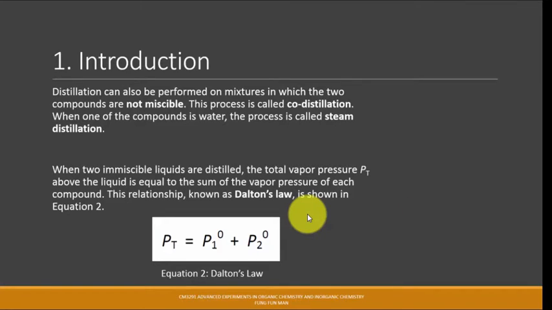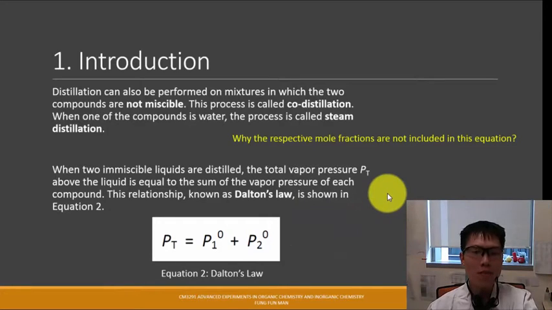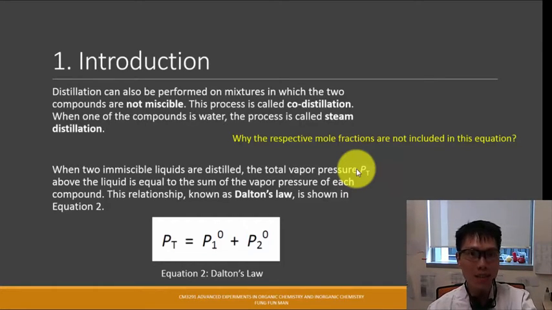When the two immiscible liquids are distilled, the total vapor pressure PT of the liquid is equal to the sum of the vapor pressure of each compound. Now this relationship, which is termed Dalton's law, is shown in equation 2, and you find that the respective mole fractions are not included in this equation. And why? Isn't that very funny? It is because in an ideal situation, each liquid vaporizes independently of the other.